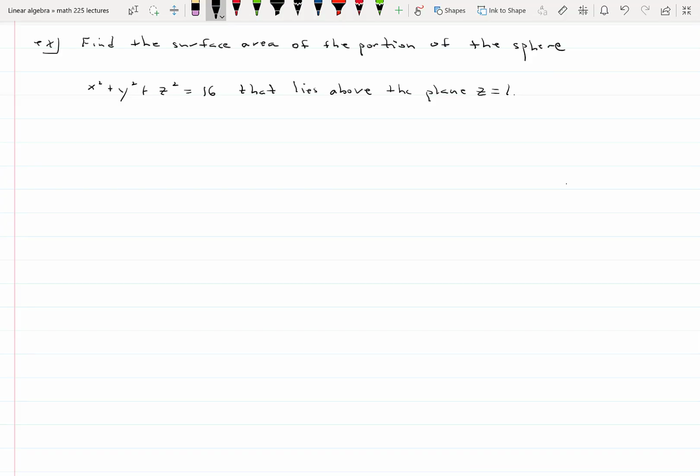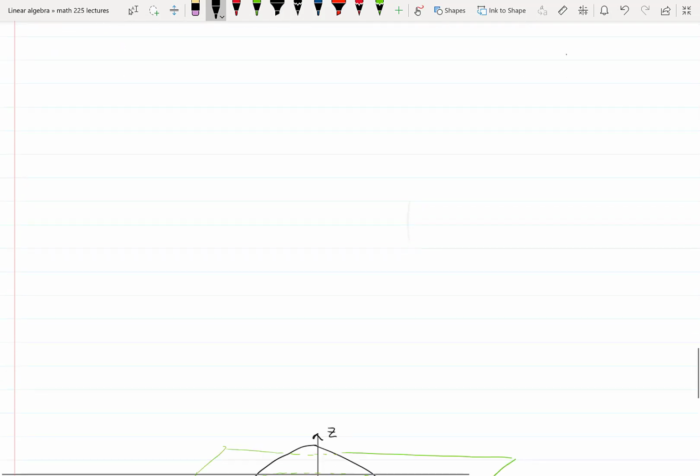So here's our problem. Here's our first example. Find the surface area of the portion of the sphere x squared plus y squared plus z squared equals 16 that lies above the plane z equals 1. So let's take a look at that.